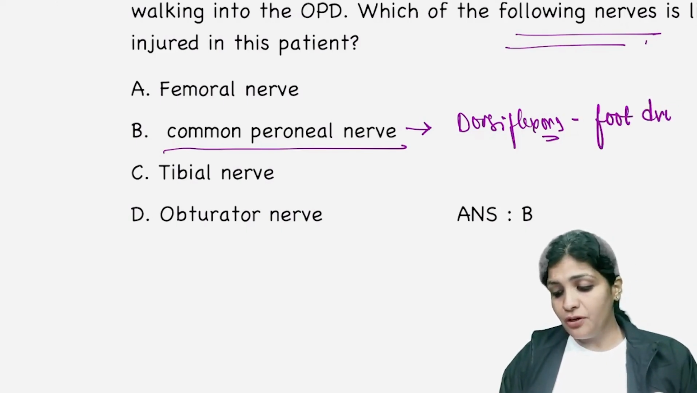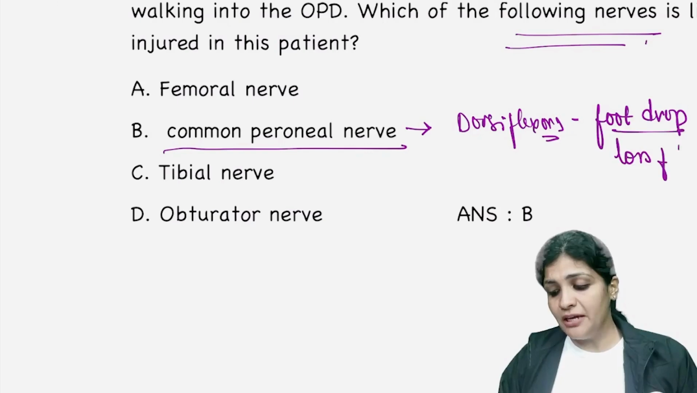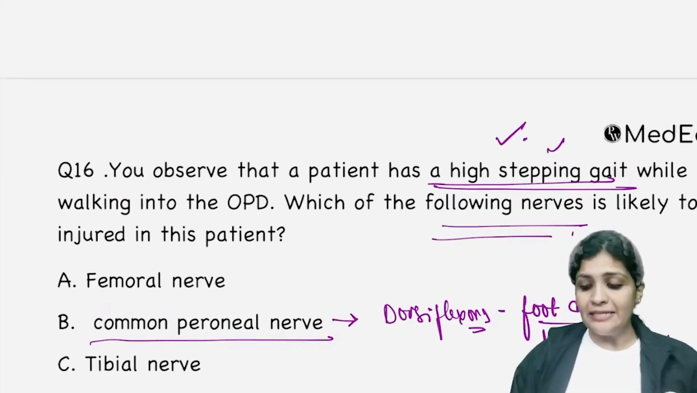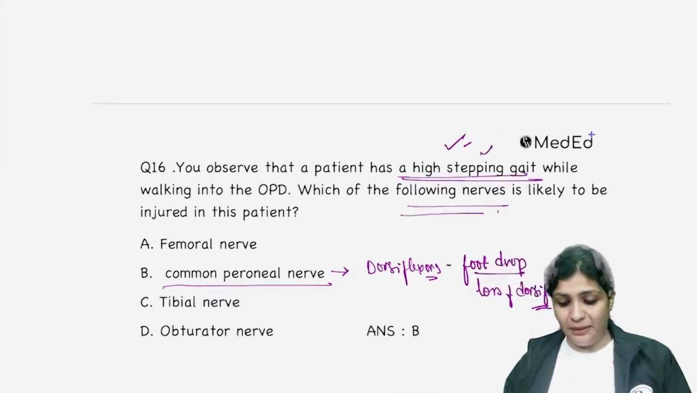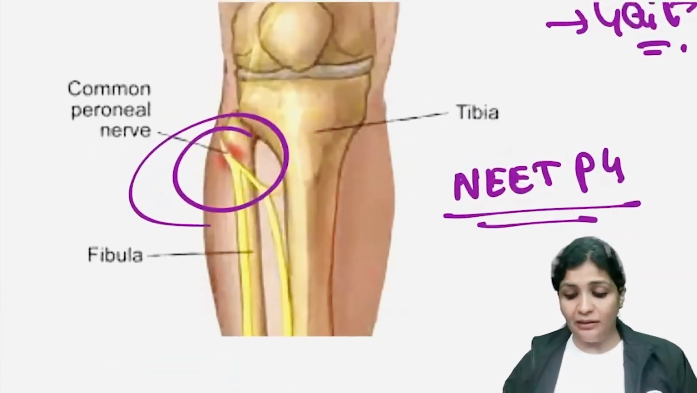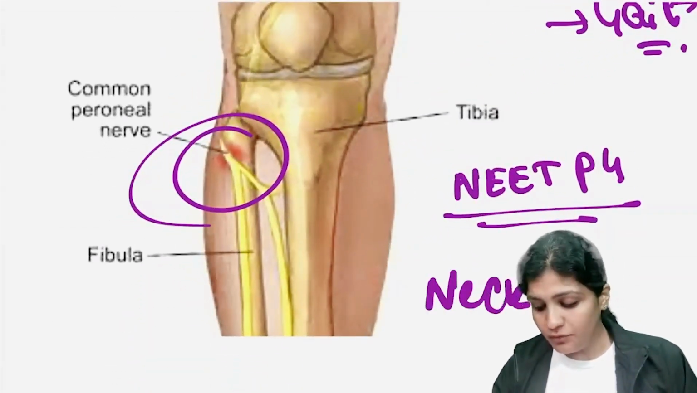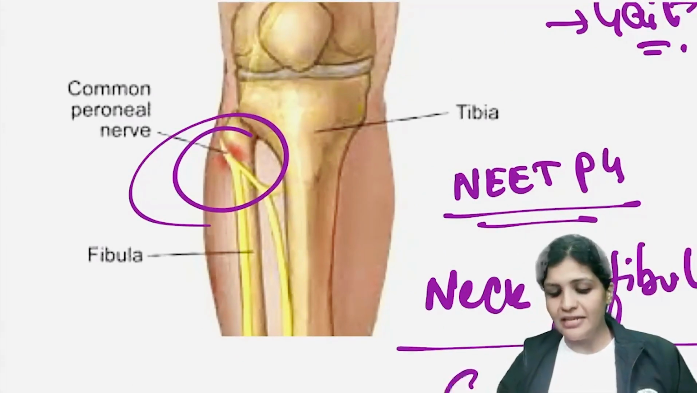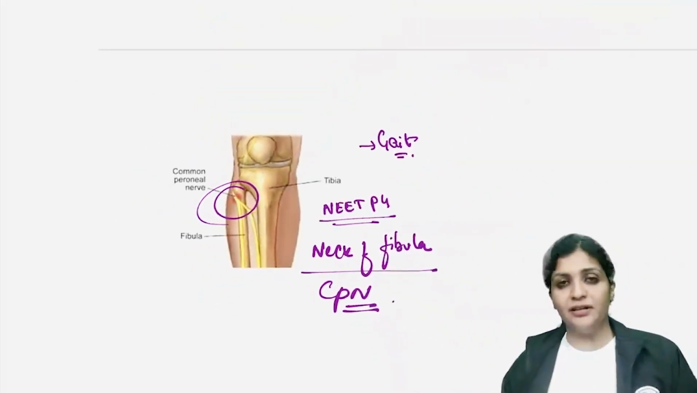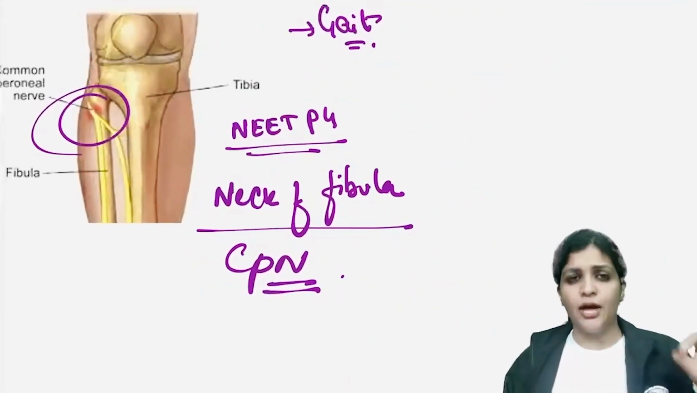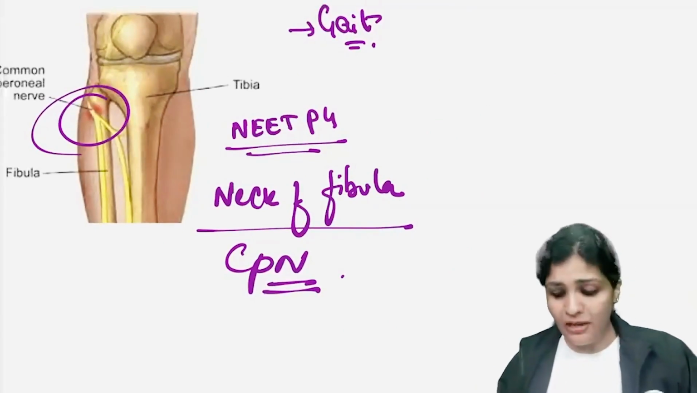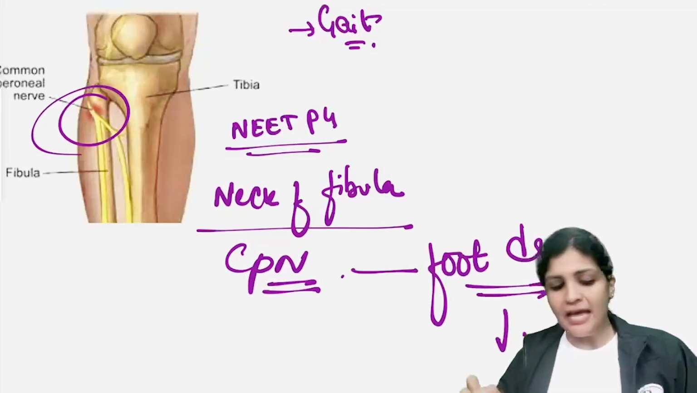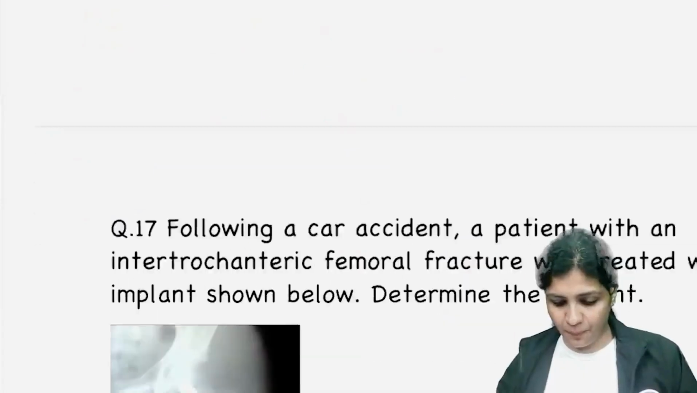And whenever there is a foot drop, there is a loss of dorsiflexion, and hence the patient will move with what is called a high stepping gait. So this is called a high stepping gait. Very, very important. So this area, the neck of the fibula, is where the peroneal nerve turns around. So the common peroneal nerve takes a turn around the neck, and whenever there is a fracture in this neck, there is probable damage to the common peroneal nerve, which will result in what is called the foot drop. This results in high stepping gait, right?